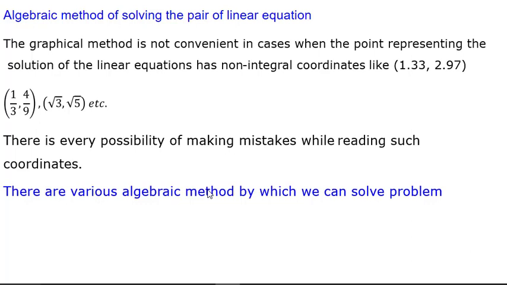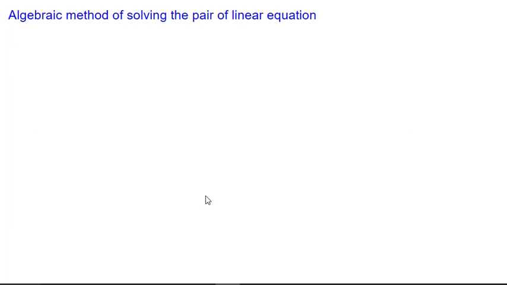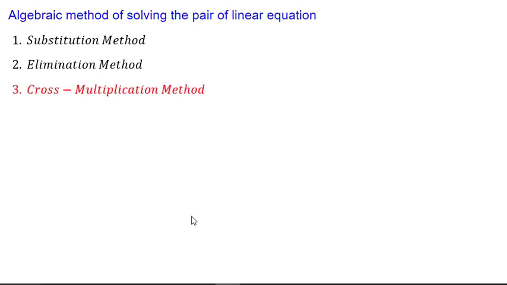So there are various algebraic methods by which we can avoid such mistakes and get the exact solution. Here in 10th standard we are going to study the substitution method, elimination method and cross multiplication method to find the solutions of a pair of linear equations algebraically. Algebraically means there is no need to draw the lines on graph paper. Now, the cross multiplication method is excluded from the syllabus for the year 2020-21.